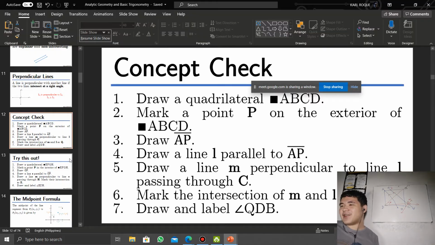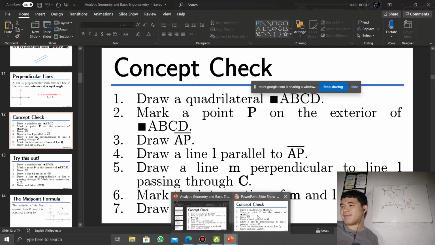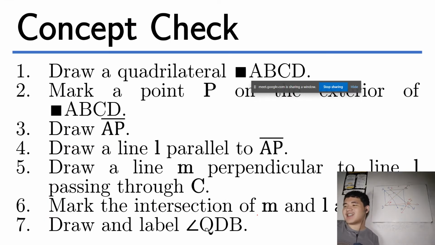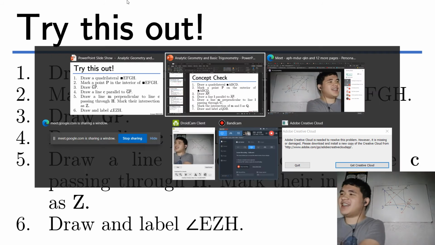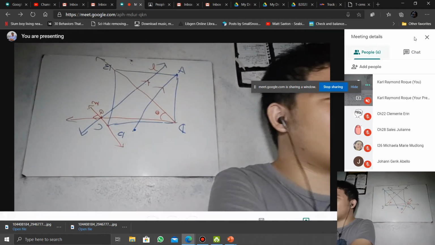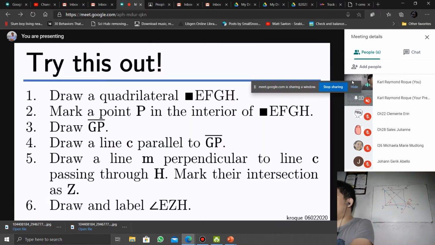Let's see if you really get our concepts. I'll give you 3 minutes. I want you to do this and send a picture of it when you're done, okay? Send a picture of it to the GC. Okay, let's go. I'll just move on to the slides. Sige, 3 minutes.